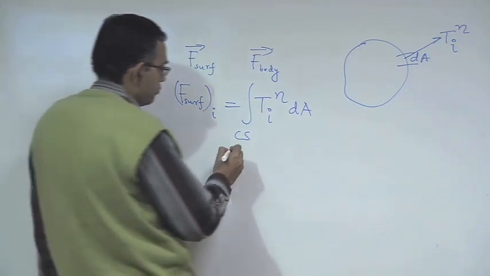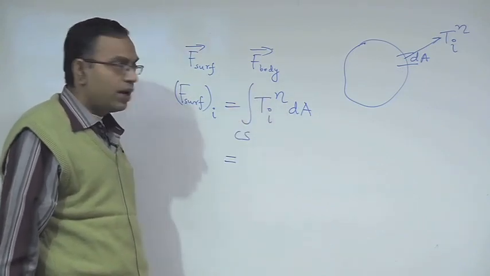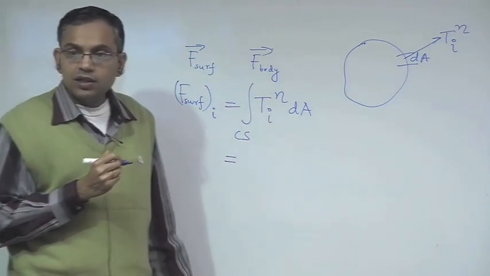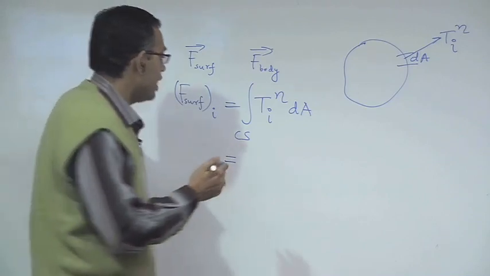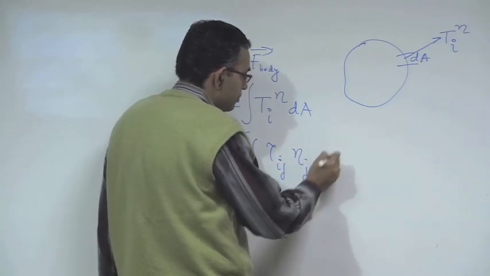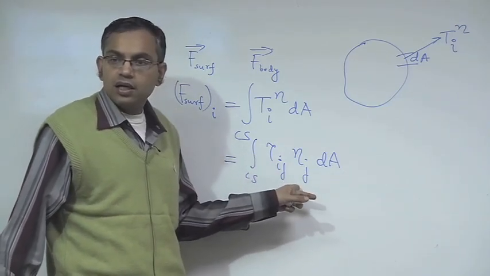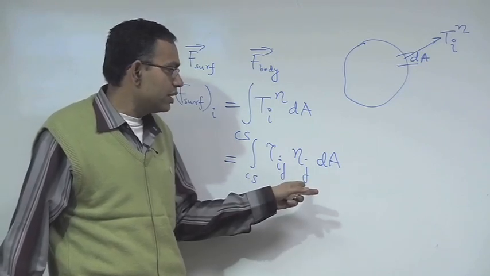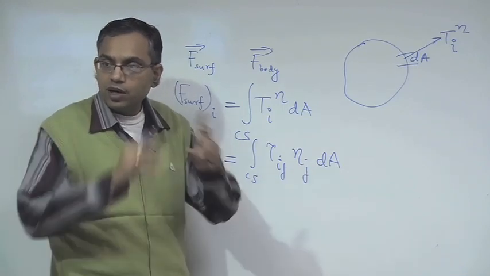Now this Ti, what can we write? We can write, as Cauchy's theorem gives, tau ji into eta j, but from angular momentum conservation, since tau ji equals tau ij, we can write this as tau ij eta j dA. Now we will try to express this in terms of a dot product of two vectors. Why we are interested in expressing this as a dot product of two vectors is because we can then express it in terms of a volume integral by using the divergence theorem. That is our motivation.